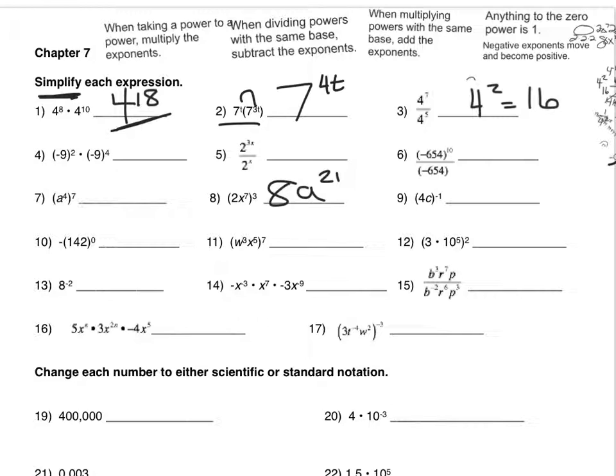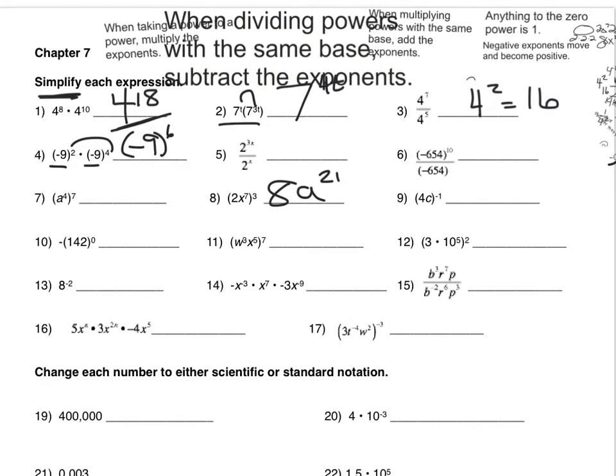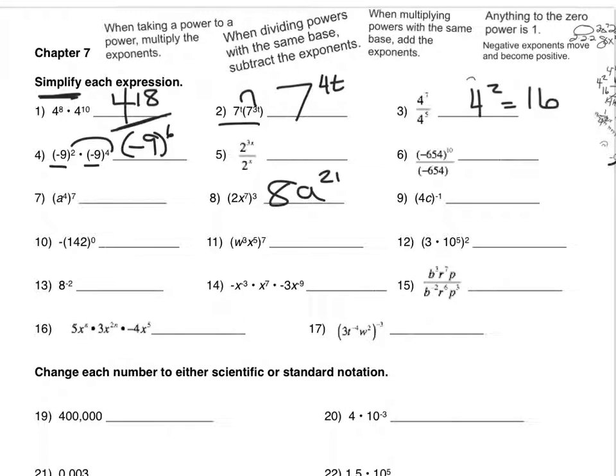For number 4, we have the same base, so we're going to add the exponents. 2 plus 4 is 6, so we have negative 9 parentheses to the 6th power. For number 5, we have dividing powers with the same base, so we're going to subtract the exponents.